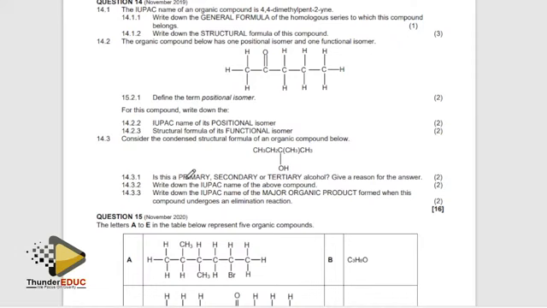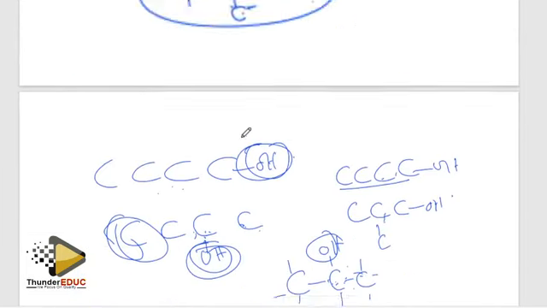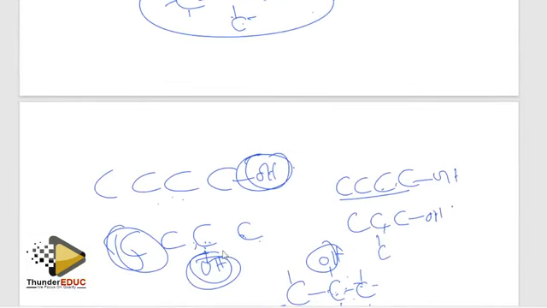If it is primary, it has 1 carbon atom attached to the carbon atom with the functional group. If it is secondary, it has 2 carbon atoms attached to the carbon atom with the functional group. Don't say it has 2 carbon atoms attached to a carbon atom. Just like that. Carbon atom with a functional group has 2 other carbon atoms attached to it. You understand? Please complete the statement, or otherwise you will lose it.